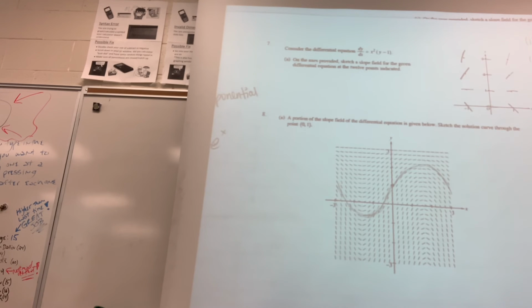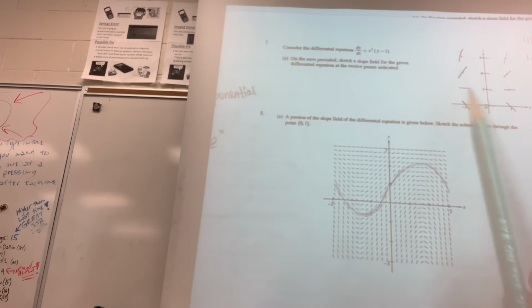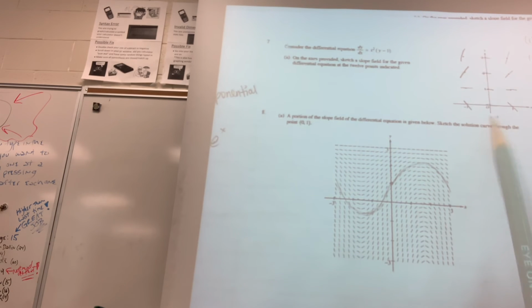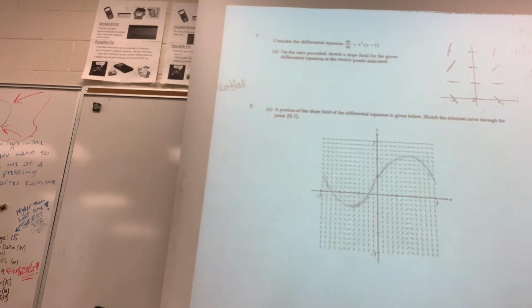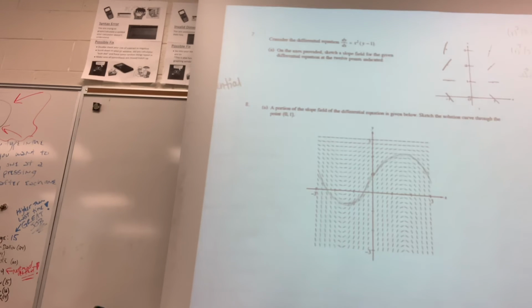Okay, this one, number 7, I pulled from an actual AP test. This was a 2-pointer the year it was given. 1 point was for having all the right ones horizontal, and 1 point was for having the rest of them. So you would have gotten 1 out of 2 on that one. Does that make sense? Okay.